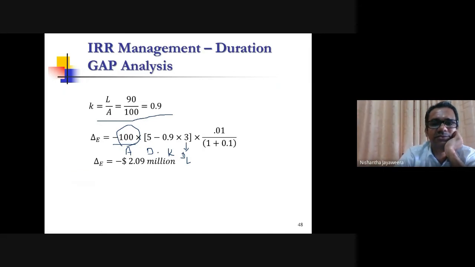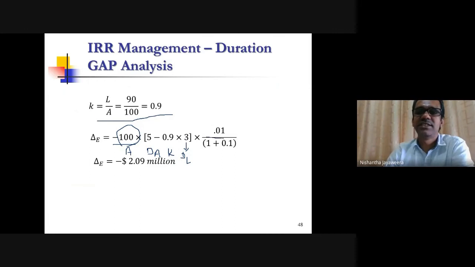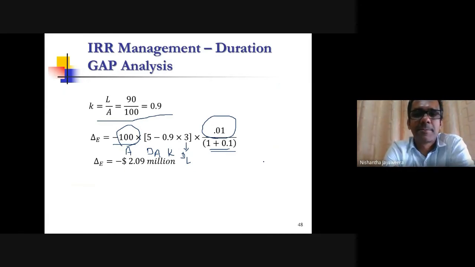So can someone try this in a calculator and see whether it's correct? Then change in yield is 0.01 because it's 1%, and divide by 1 plus 1. Once you solve this, you should get minus 2.09 million. I think my calculation is correct.